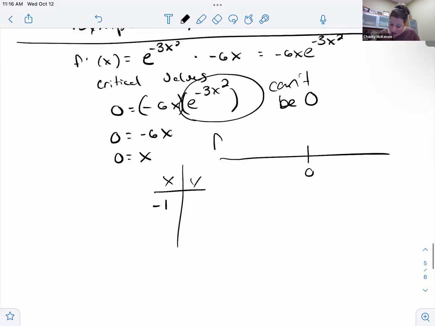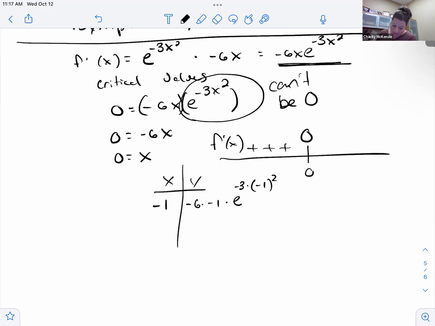This is all about the first derivative. So we're putting it into the first derivative, which is this whole thing here. So negative 1: negative 6 times negative 1 times e to the negative 3 times negative 1 squared. Is that positive or negative? Well, I got positive in my homework. Yeah, because you're going to have a positive times that. It's going to be positive. You could just put it in your calculator. And this is a 0.